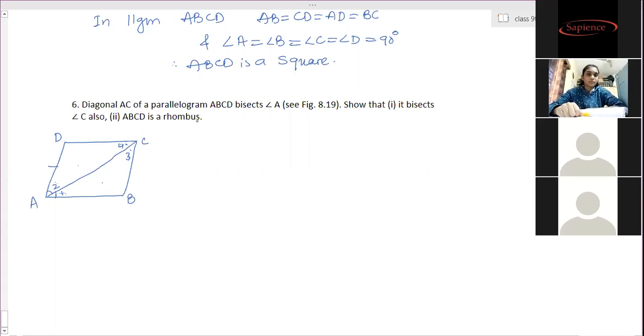And then how to prove this is a rhombus? In that case, you have to take angle 1 is equal to angle 2, angle 3 is equal to angle 4, and AC is common. Angle 1 and angle 3 are equal. Therefore AB is equal to BC. And it is a parallelogram, so AB is equal to CD also. So BC is equal to CD also, and BC is equal to AD. So therefore AD and CD are also equal. So that means all four sides of the parallelogram are equal. Therefore it is a rhombus. Clear? Congruency not needed.